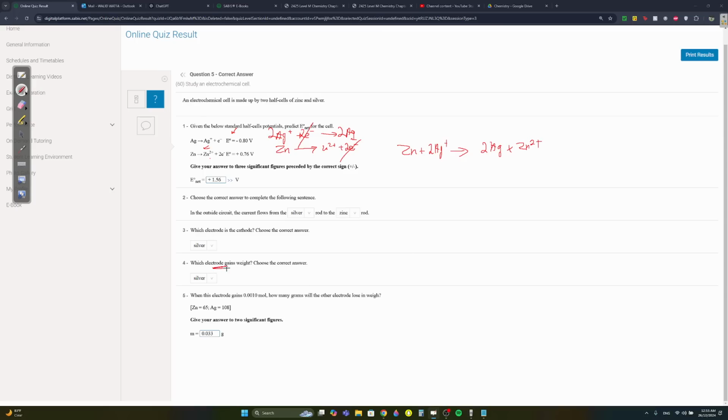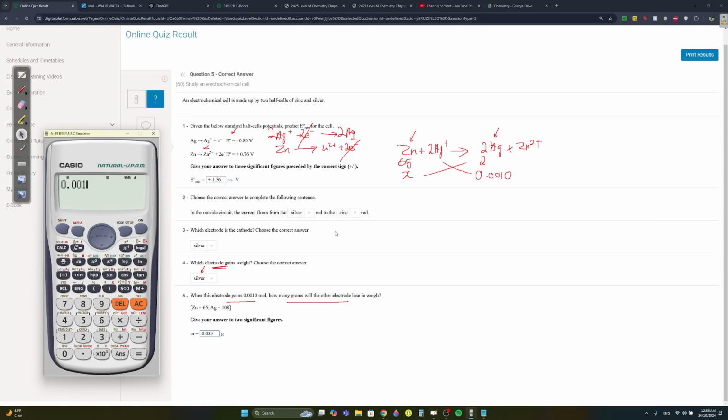This electrode that we're talking about that gains weight, the silver, it gains 0.001. So the silver, the Ag, gained 0.001. How many grams will the other one lose in weight? The other one is obviously zinc. How much is the weight of zinc? I'm just going to directly do it with mass. I don't want to find moles and then multiply it over. How much mass do I have in the original one? 65. I want to know how much mass, so I cross multiply. You're going to get 0.01 times 65 divided by 2. 0.0325, to two significant figures, 0.033.